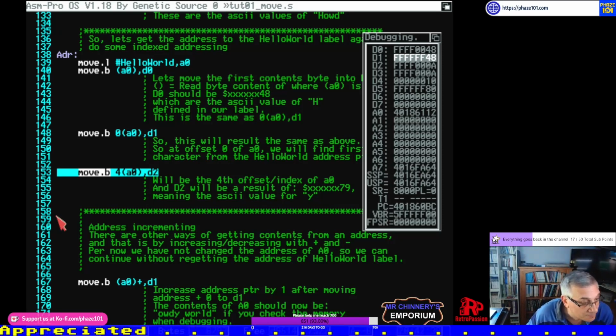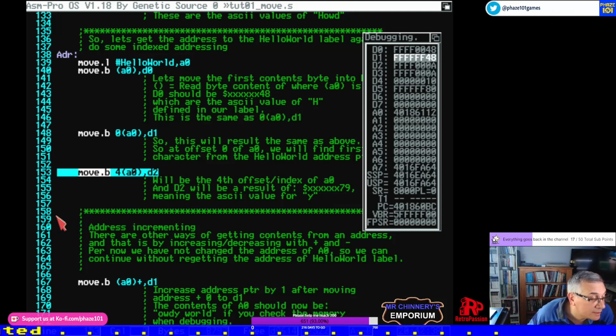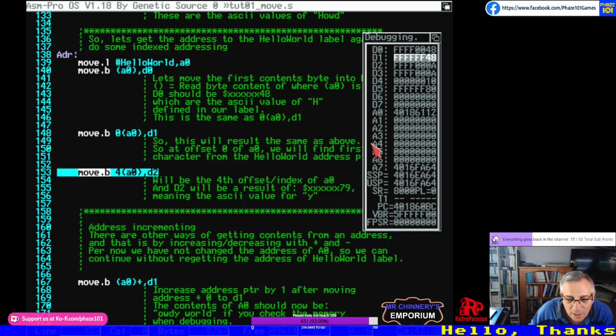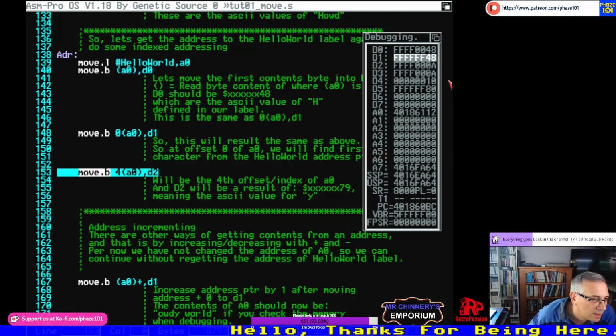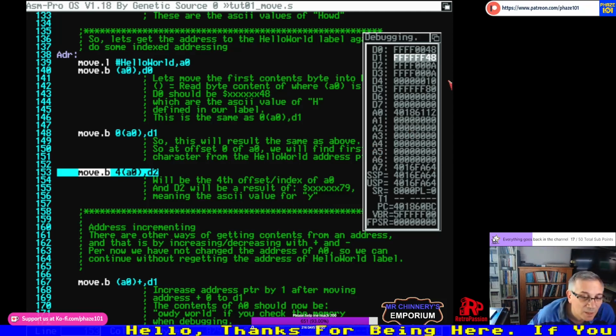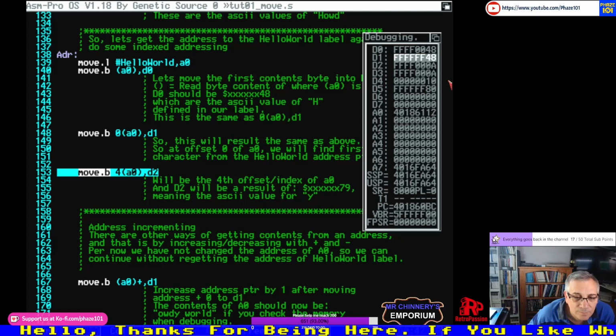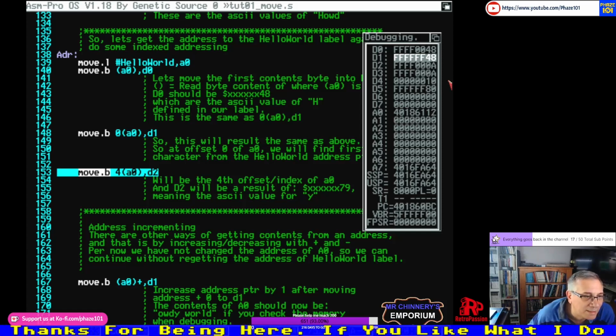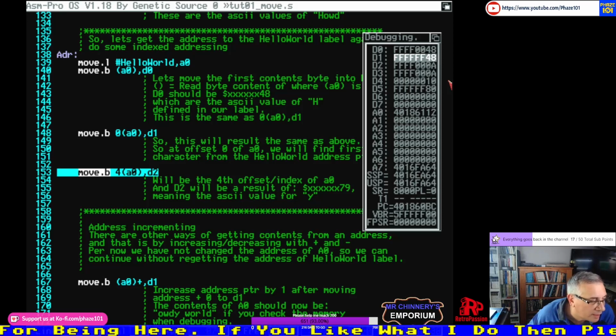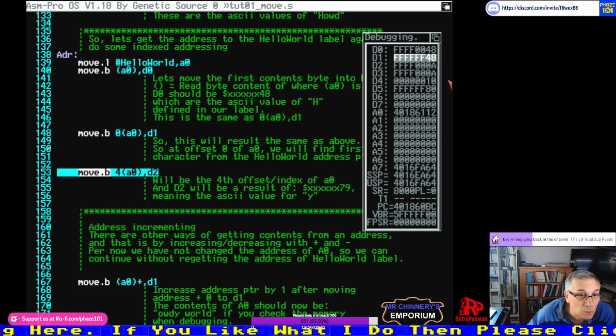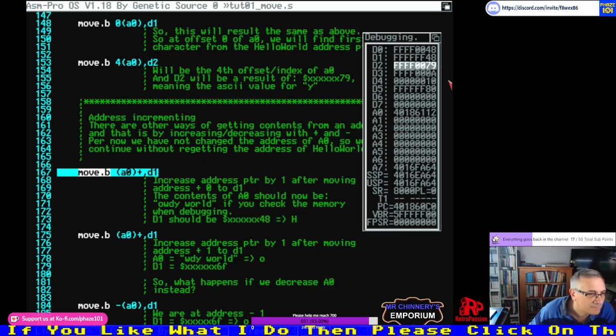Now, if we move.byte, this time 4, so we had the word howdy, if I remember correctly. Let me look into my notes because I have to stop the assembler to show you what there is. Yeah, it's howdy. So 4 is the letter Y. We are moving the ASCII of the letter Y into D2. And that is 79.